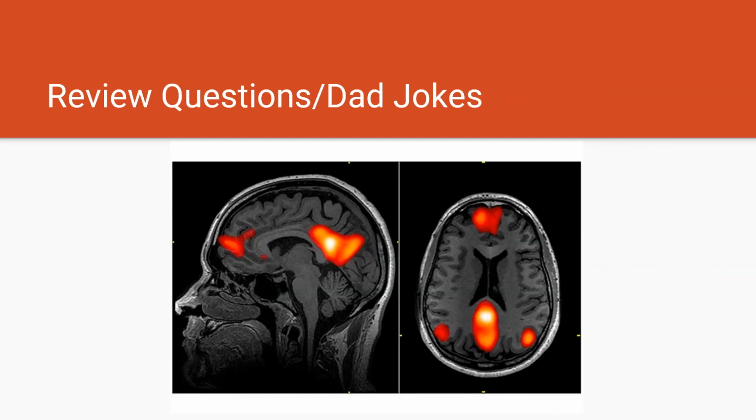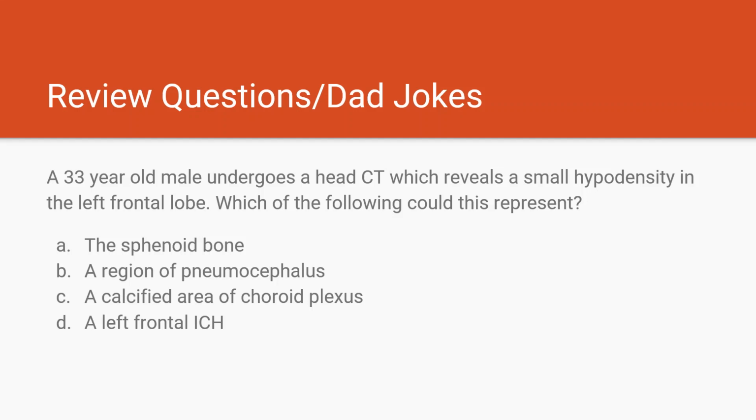And that's it. So let's knock out a couple solid review questions before you leave. So first question, a 33-year-old male undergoes a head CT which reveals a small hypodensity in the left frontal lobe. Which of the following could this represent? A, the sphenoid bone, B, a region of pneumocephalus, C, a calcified area of choroid plexus, or D, a left frontal ICH?